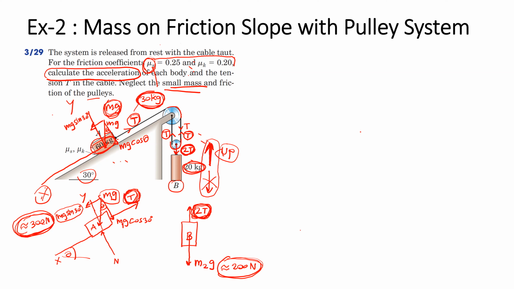If the system goes in this direction, with mass A going downward and mass B going upward, what should be the direction of the friction? We still don't know which friction coefficient we are going to use, but at least the friction force will resist the motion. The mass A is going downward along the slope, so the direction of friction should be upward to resist the motion.